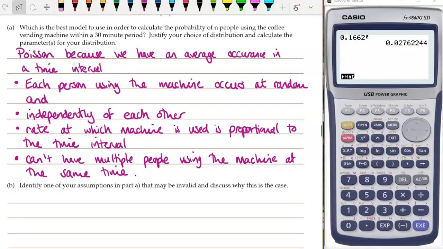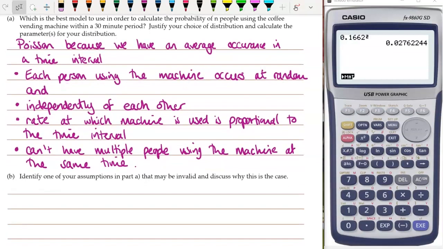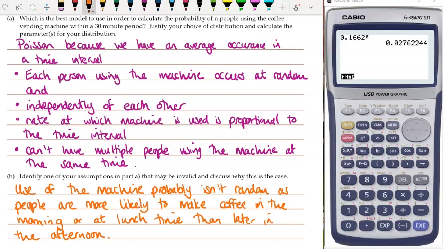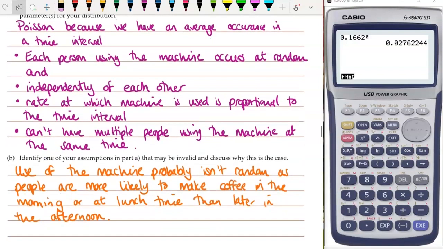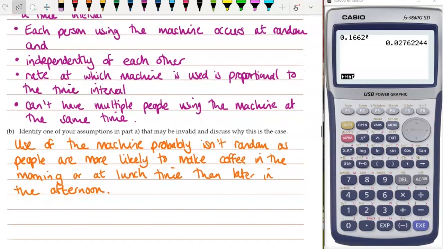Okay, so identify an assumption in part A that may be invalid. I'm going to go with the first one, that each person using the machine happens at random, because you could argue that it's a coffee machine. People are more likely to do that in the morning than the afternoon or at certain points in the day. So that's the one I'm going to use, and other possibilities are there. You could also argue a few other things. That could also come down to the rate at which the machine is being used might not be proportional as well, because different times of the day would have different things.